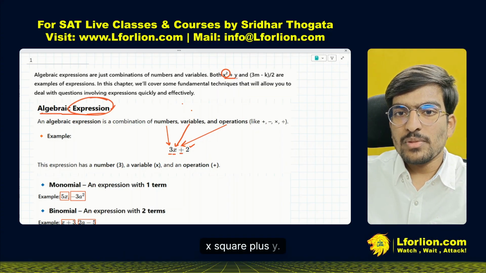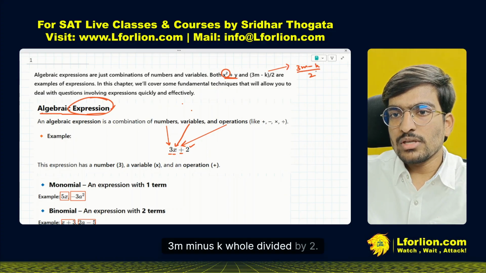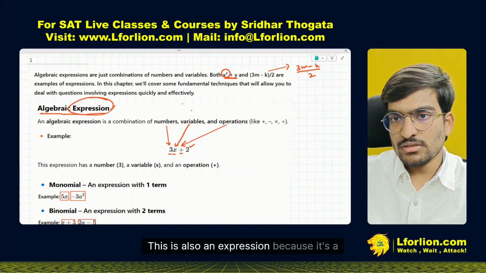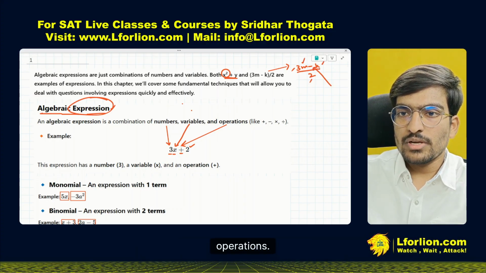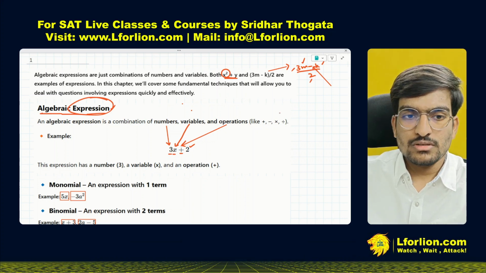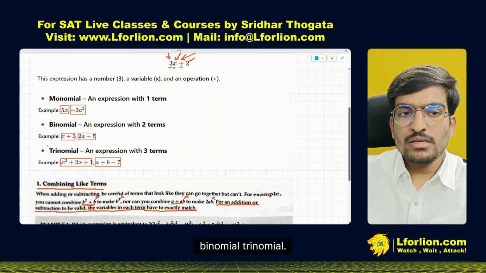x square plus y. This is also an expression. 3 minus k whole divided by 2. This is also an expression because it's a combination of numbers, variables, operations. So that's an expression. And here there is something called monomial, binomial, trinomial.